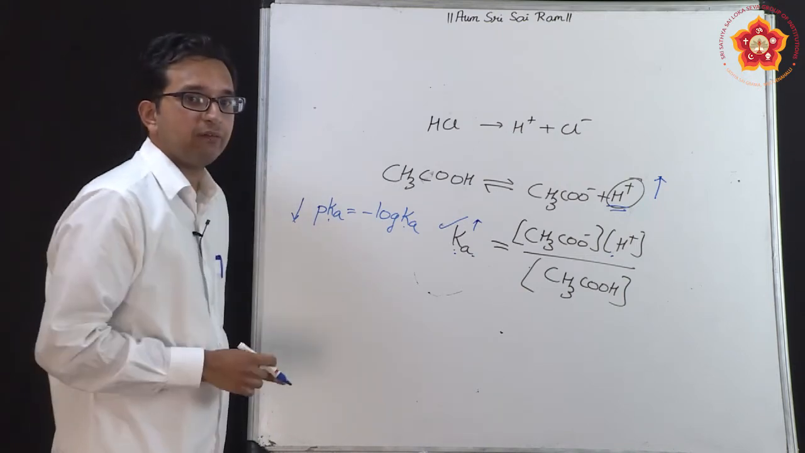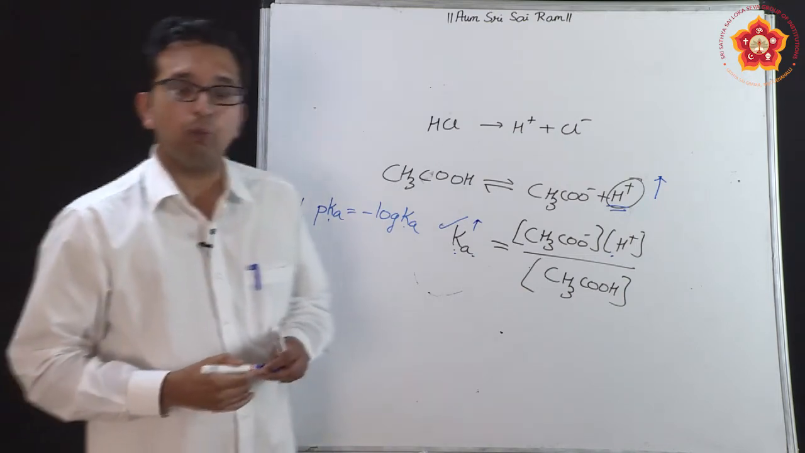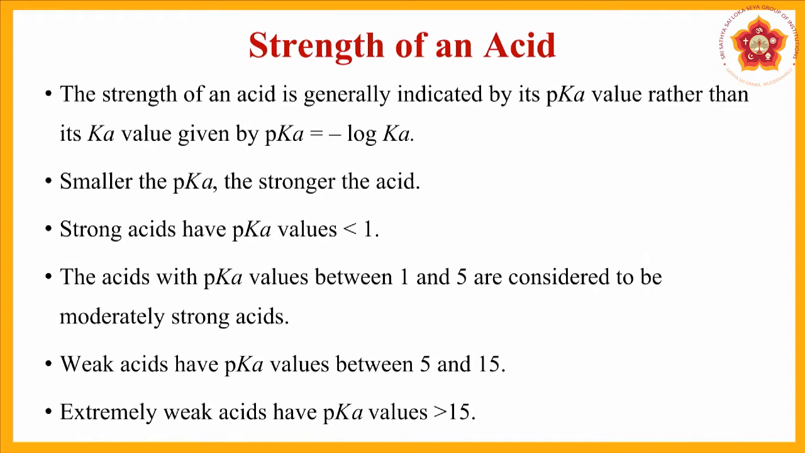So, lesser pKa values indicate that these are stronger acids, and that is what is being put up here in points: the strength of an acid is generally indicated by its pKa value rather than Ka value. It is more for our understanding and ease of representation in various forms. Smaller the pKa, stronger the acid. So, very strong acids will have a pKa value less than 1, moderately strong acids between 1 and 5, and weak acids above 5.